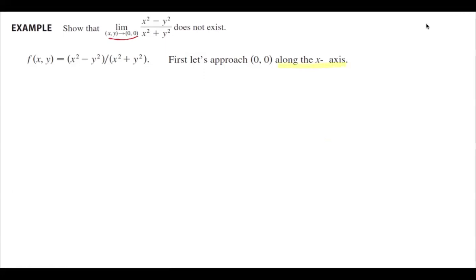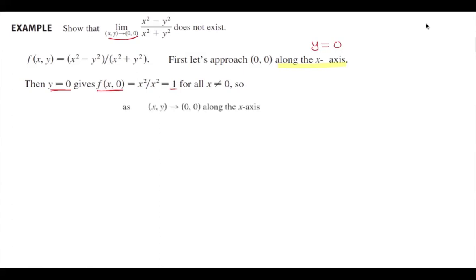Along the x-axis, it means that your y is equal to 0. So let us simplify the function when y is equal to 0. When y is equal to 0, this function becomes a constant function, 1. And when you take the limit of the constant function, it is equal to 1. So again, along the x-axis, the limit is equal to 1.